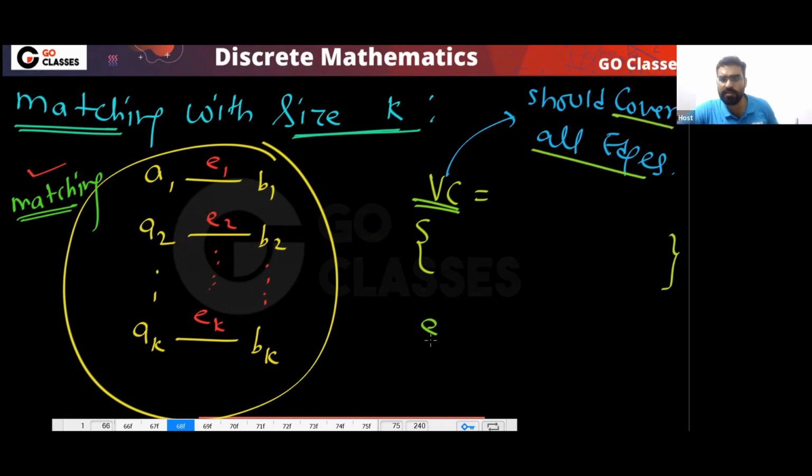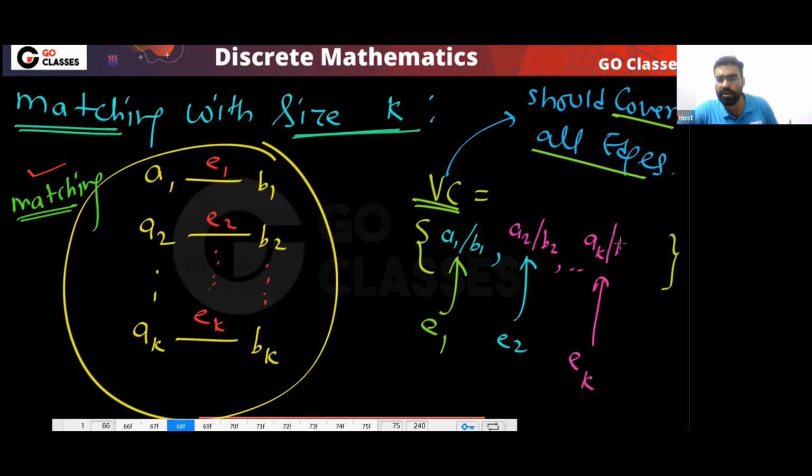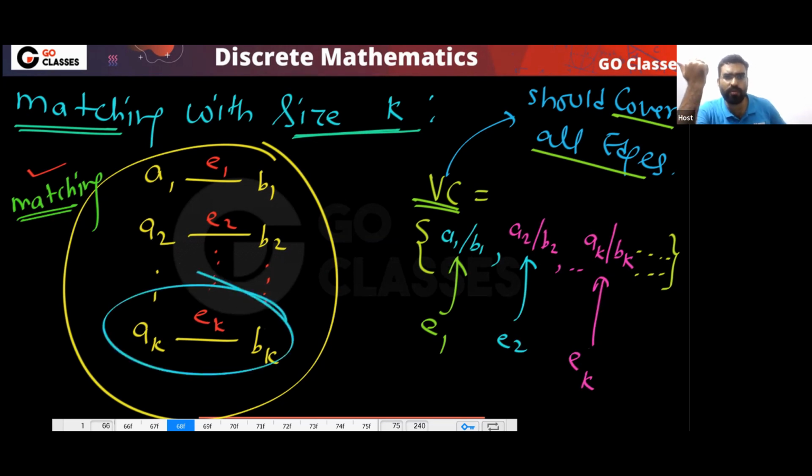All the edges must be covered. To cover e1, you have to take a1 or b1. If you want to cover e2, you have to take a2 or b2, and so on. If you want to cover ek, then you have to take ak or bk, or both. At least one of them you have to take, maybe both.